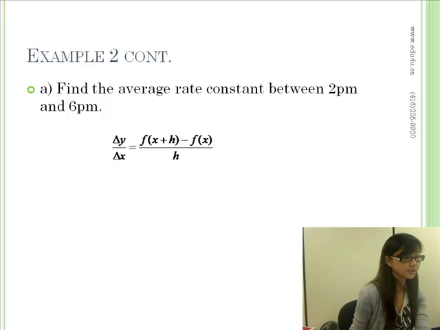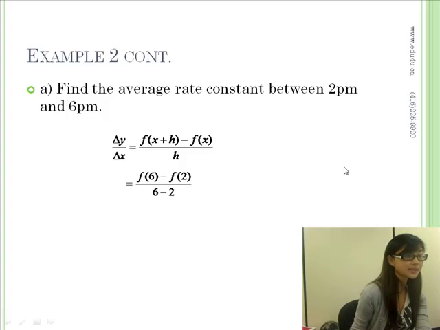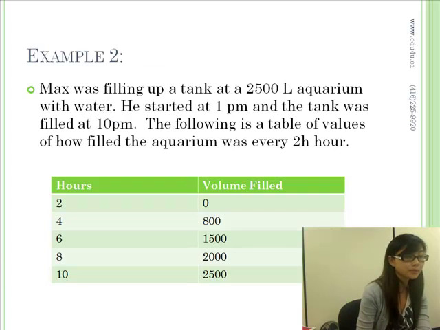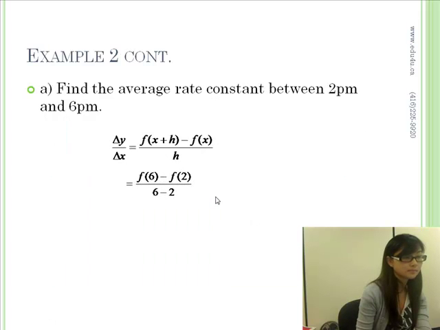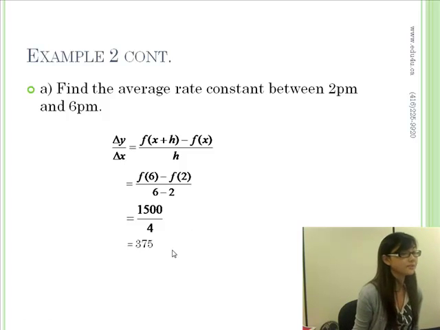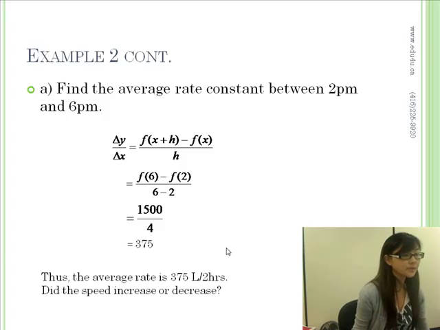Start by writing out our original equation. Our delta y would be f of 6 minus f of 2, and our delta x would be 6 minus 2. Next, we look back at the table of values, and we see that at 6, f of 6 is equal to 1,500, and at 2, f of 2 is equal to 0. So we use 1,500 minus 0, that will give us 1,500, divided by 4, because 6 minus 2 equals 4. Now, the final answer will be 375. Thus, the average rate is 375 liters per 2 hours.